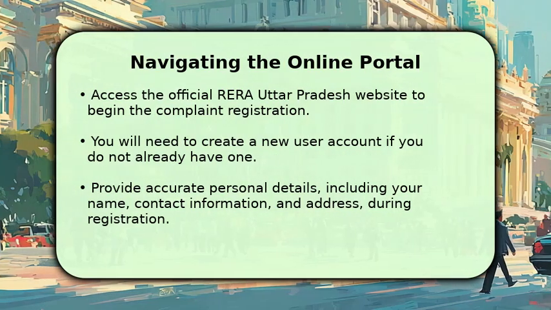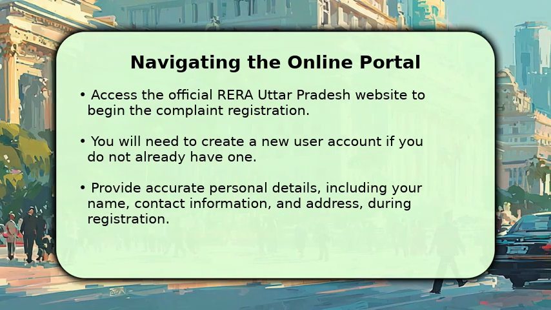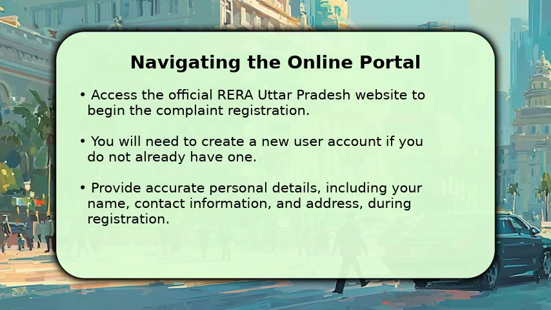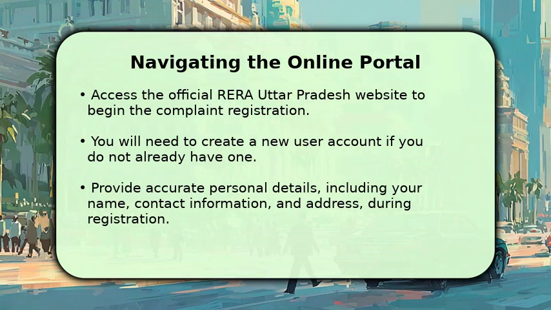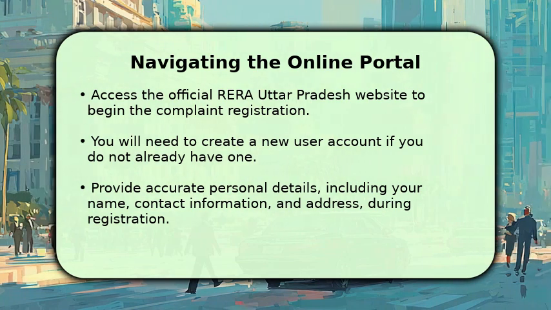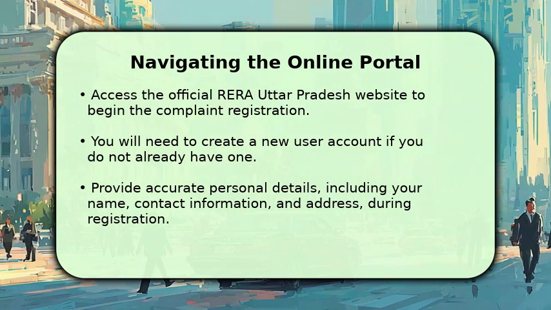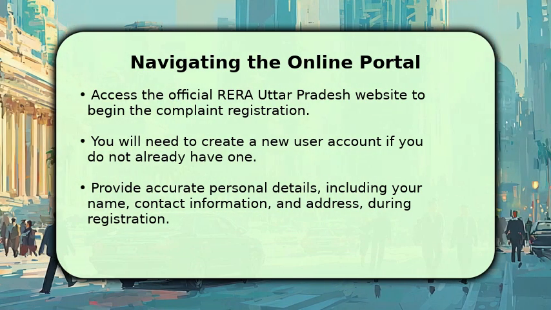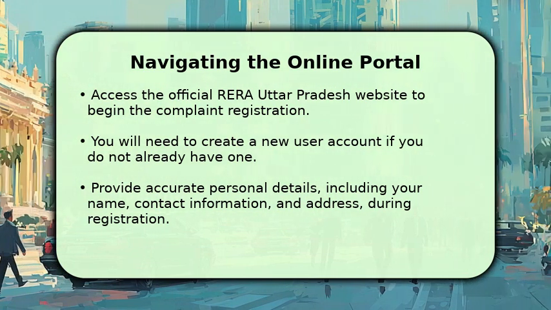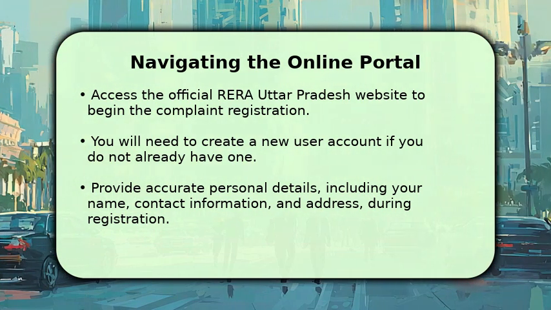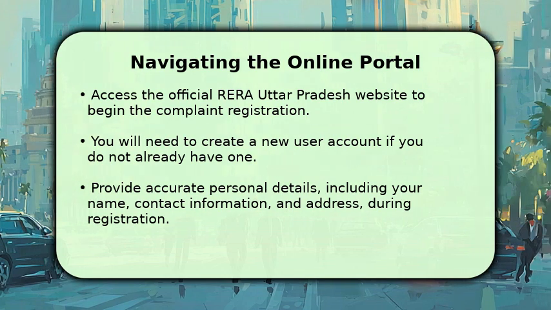Once your documents are ready, navigate to the official RERA Uttar Pradesh website. Locate the complaint section, usually found under Registration or Services. If you are a new user, you will need to register by providing your name, email address, and creating a secure password. Existing users can simply log in. This step secures your access to the complaint filing system, ensuring your information remains confidential throughout the process. Make sure to accurately enter all details.